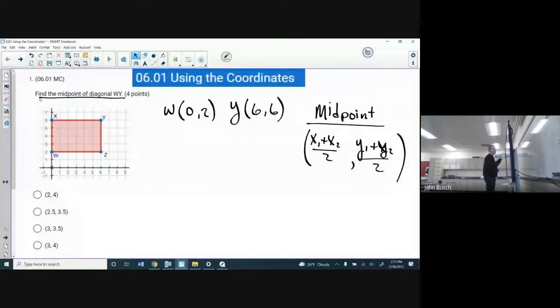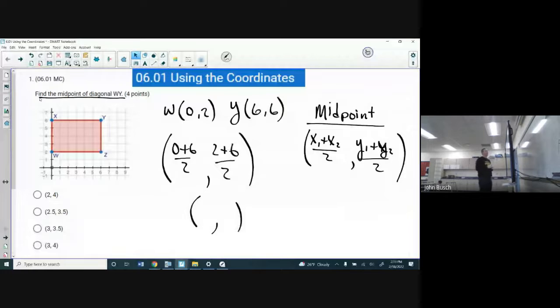Right? So to find the average of the X values, you just add them together, 0 plus 6 divided by 2. And to find the average of the Y values, you add those together, 2 plus 6 divided by 2. And you'll get a point, and that point will be the answer. Okay, I'll let you finish it up.